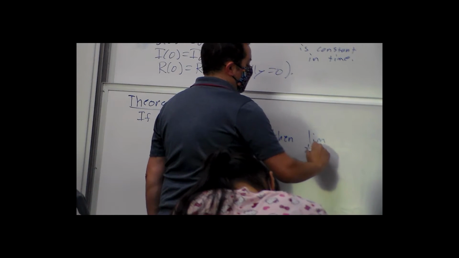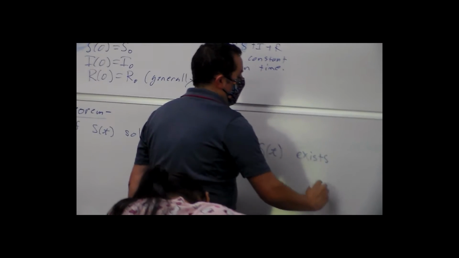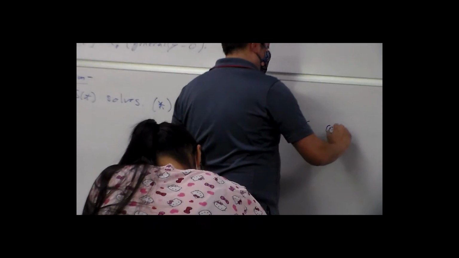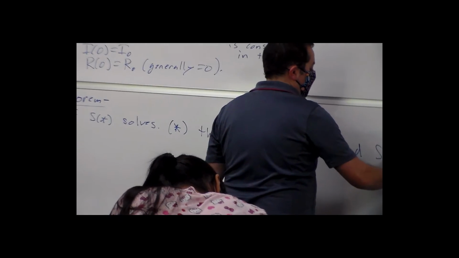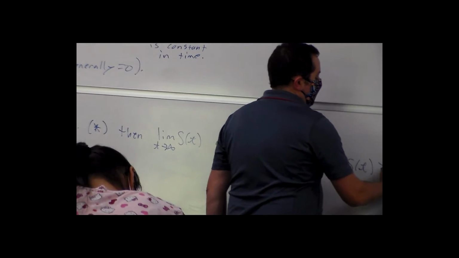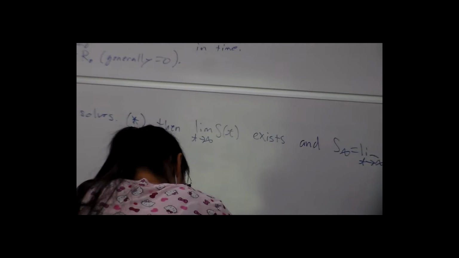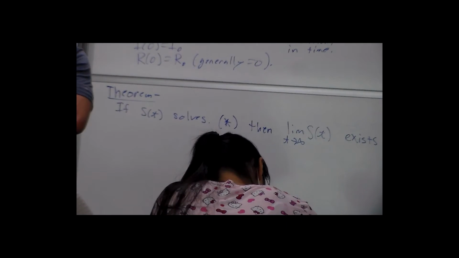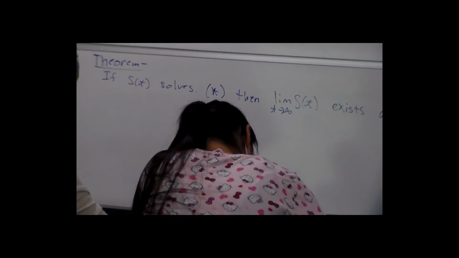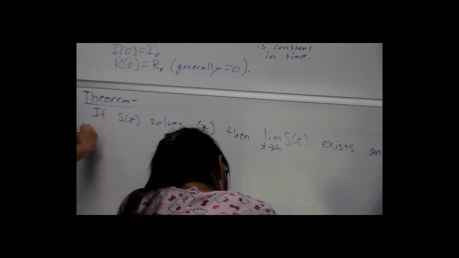the limit as t goes to infinity of S of t exists, and let's call it S infinity. It is greater than or equal to 0. I discussed a little bit about this proof before. I'm going to sketch this more than provide a super rigorous proof, because I more want the intuition behind it.